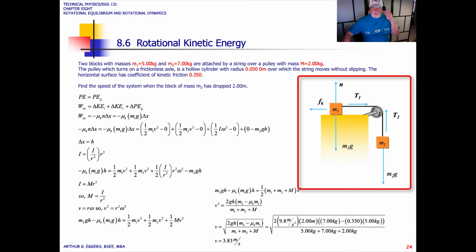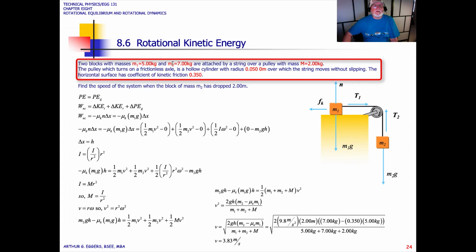So now we move on with more rotational kinetic energy and a problem that's a little more complex. In this case, you can see we've got mass 1, mass 2, and a pulley and a line here that will be discounted and some forces going on. So two blocks with masses 5 kilograms and 7 kilograms are attached to a string over a pulley with a mass of 2 kilograms. So the pulley is going to have some inertia relations there.